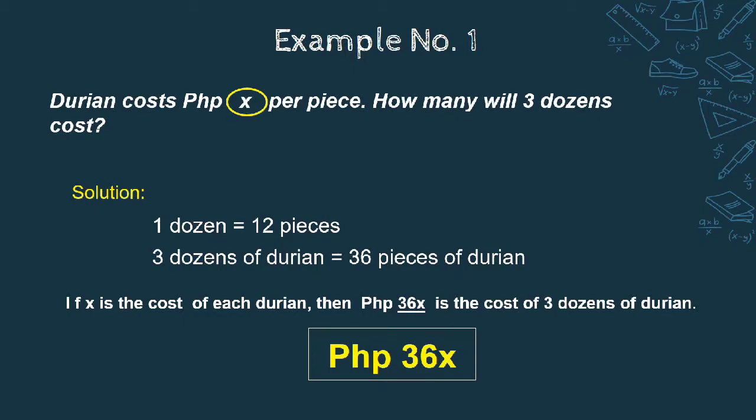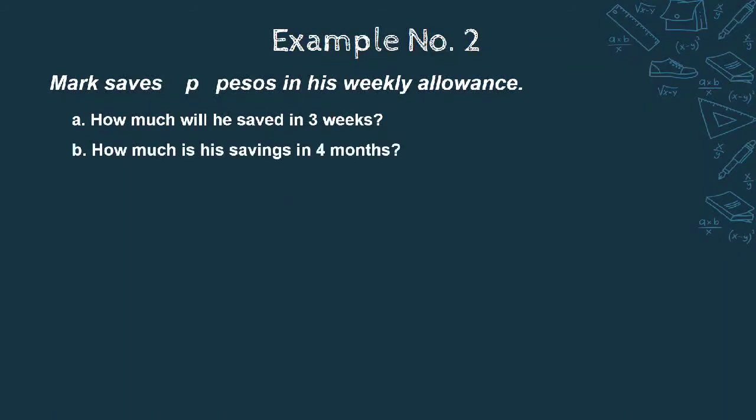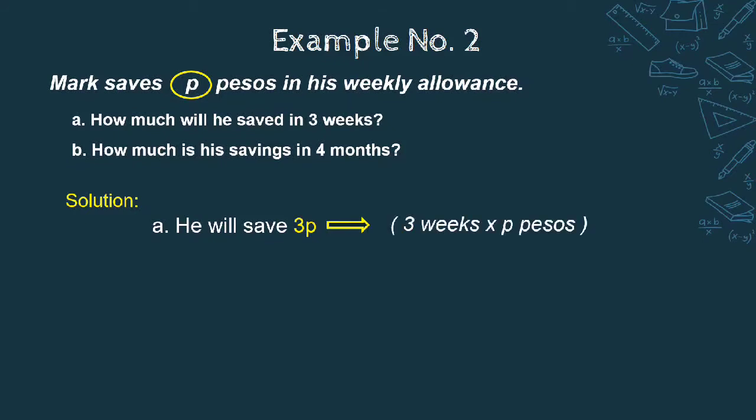For example number 2, Mark saves P pesos in his weekly allowance. So here we have 2 problems given. Letter A, how much will he save in 3 weeks? And letter B, how much is his savings in 4 months? Again, the variable used here is the letter P as representation for the pesos. And for the solution, for letter A, he will save 3P. How do we get that? To interpret this, 3 weeks times P pesos is his savings for 3 weeks.